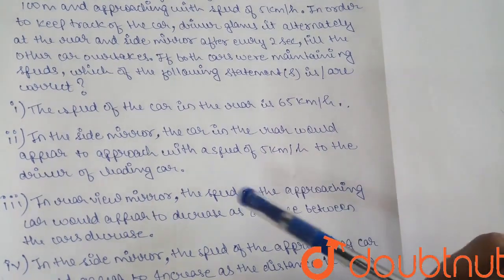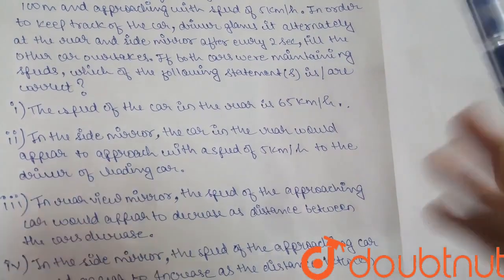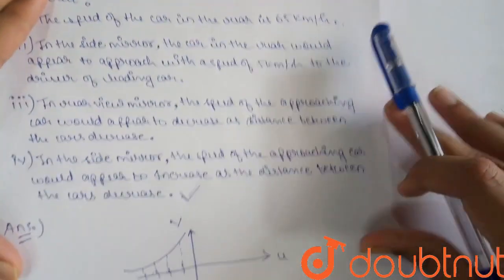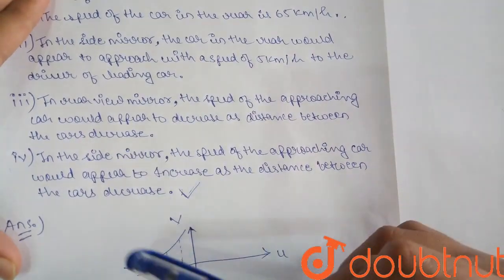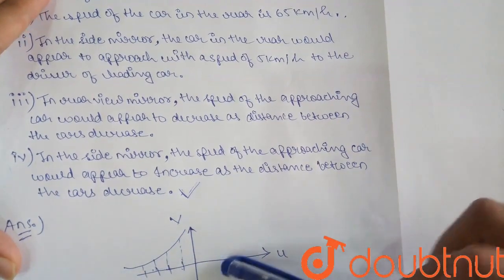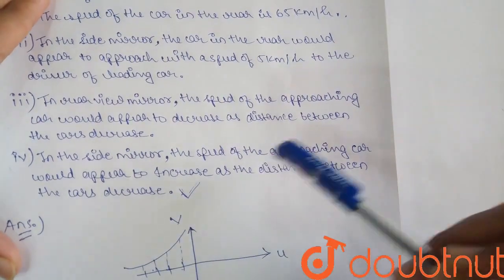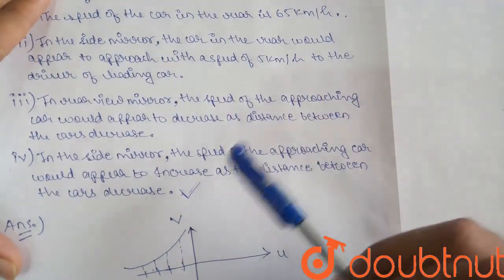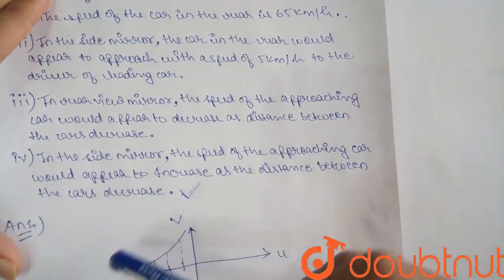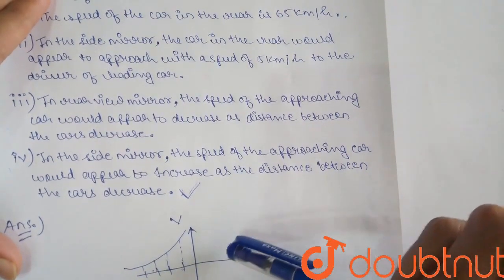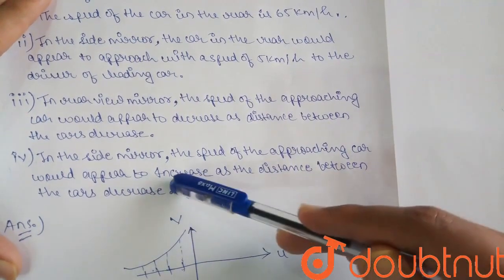Moving on to the third one: in the rear view mirror, the speed of the approaching car would appear to decrease as the distance between the cars decreases. This completely goes against our graphical representation, that if the distance goes to zero, the speed goes to zero. This is what the third option is saying, but it's not the case with the graph. The case is that as the distance goes to zero, the speed increases, which is the fourth option: in the side mirror, the speed of the approaching car would appear to increase as the distance between the cars decreases. Yes, this follows our graphical representation. As the following car moves towards the leading car, the distance decreases, and hence the following car's velocity increases. This is what option 4 is saying, and this is our right option.